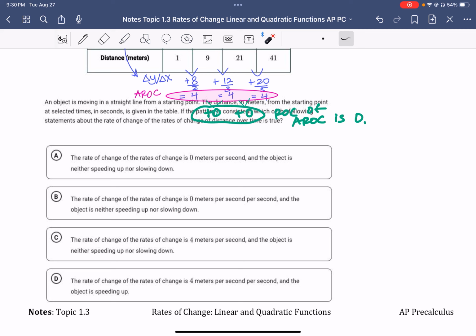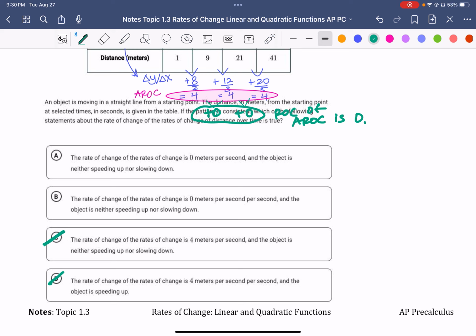The rate of change of the rate of change is 4. No. That's false. If all it had said was the rate of change is 4, the rate of change is in fact 4, but they said the rate of change of the rate of change. And for that same reason, we're also going to eliminate D because they said the rate of change of the rate of change is 4. Okay, so now we are between A and B.